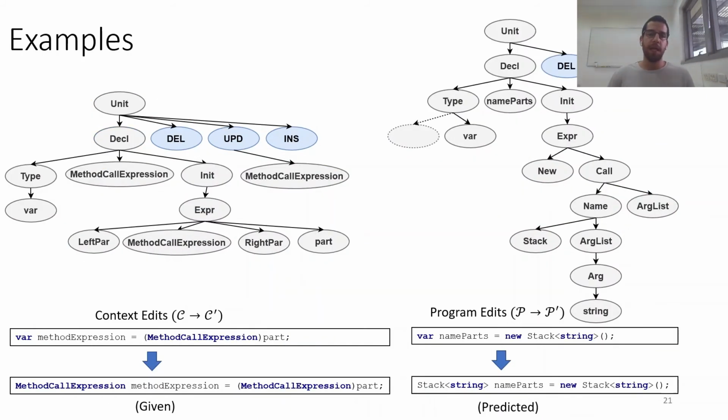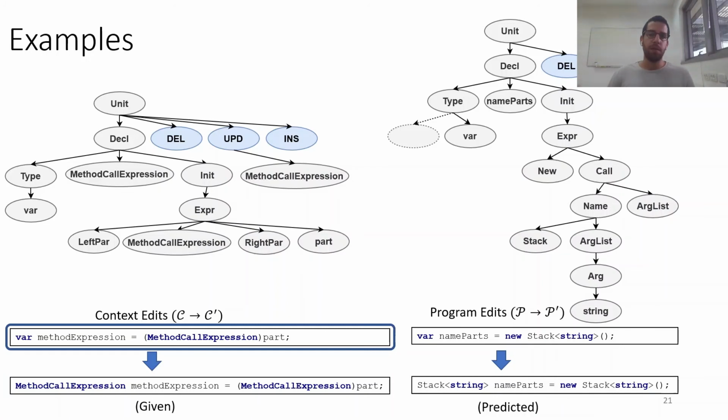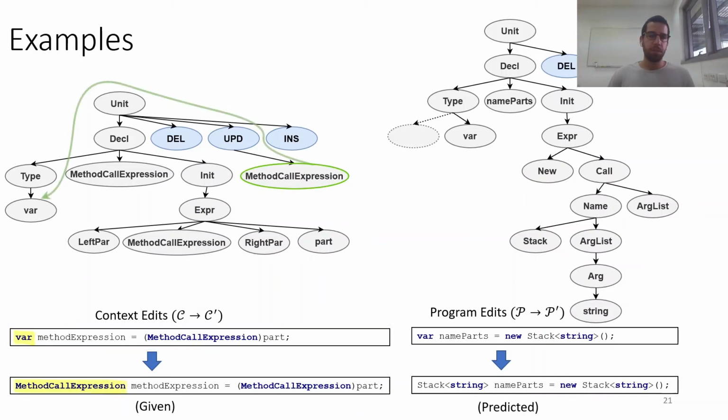Here we can see how the edit in the context is conceptually similar to the edit of P. On the left, we can see a variable declaration statement where part is cast to the type method call expression and assigned to a newly declared variable method expression. In the edited context, the keyword var was updated to the explicit type method call expression. On the right figure, we can observe a similar edit of an initialization statement where the variable name parts is assigned a new stack of strings. Using the change in the context, our model predicted the edit of var to the explicit type stack of strings.